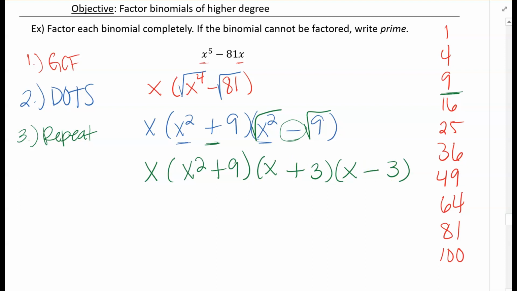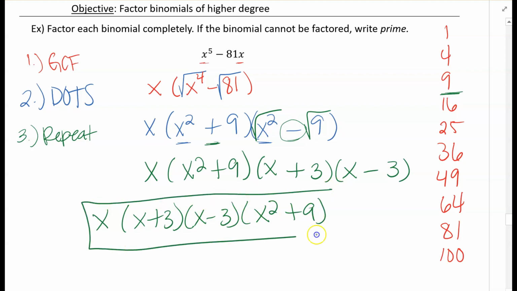Okay, I personally don't have a preference. You can leave your answer like that, but I'm not sure if some of your math 3 teachers are going to ask you to rewrite it like this. So x plus 3, x minus 3, x squared plus 9, and that's going to be your answer. Like I said, if you're in my class, I don't have a preference. You can rewrite it where you have your x squared at the end, or you can just leave it as is. Some of your math 3 teachers might like you to have a specific order, so talk to your specific teacher and see what they like.